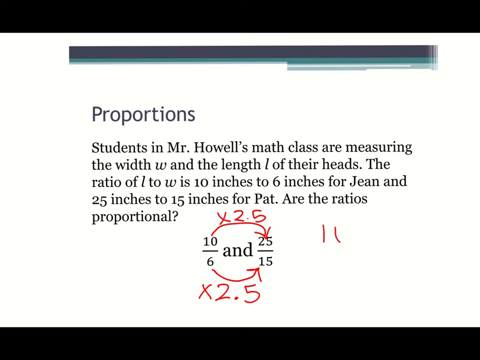So to write it as a proportion, it's going to look something like this. I just put an equal sign in there. So that's what it means by making it an equation, because that equal sign's in there. And that's saying that this is a proportion. 10 to 6 is equal to 25 to 15.